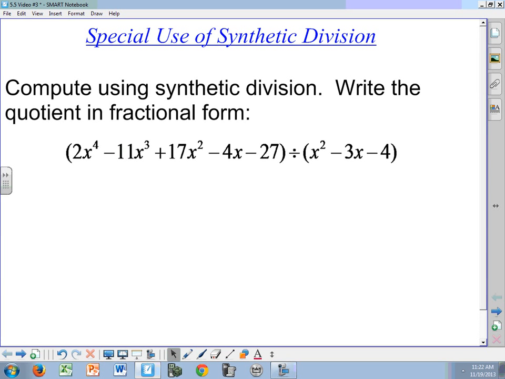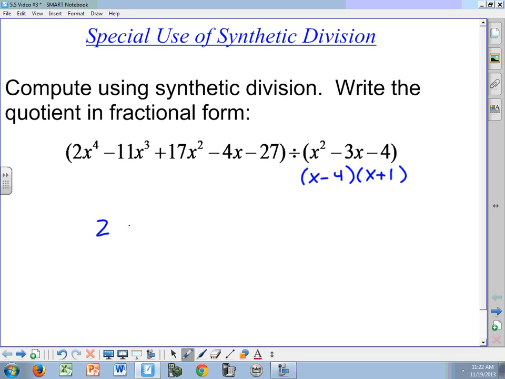Today we're looking at a special use of synthetic division, using the synthetic division technique to simplify this division. First of all, we notice that our divisor is factorable. This is x minus 4 times x plus 1. And because of that, we're going to use synthetic division 2 times successively and see what happens from there. So there's a little bit of a twist to this problem.